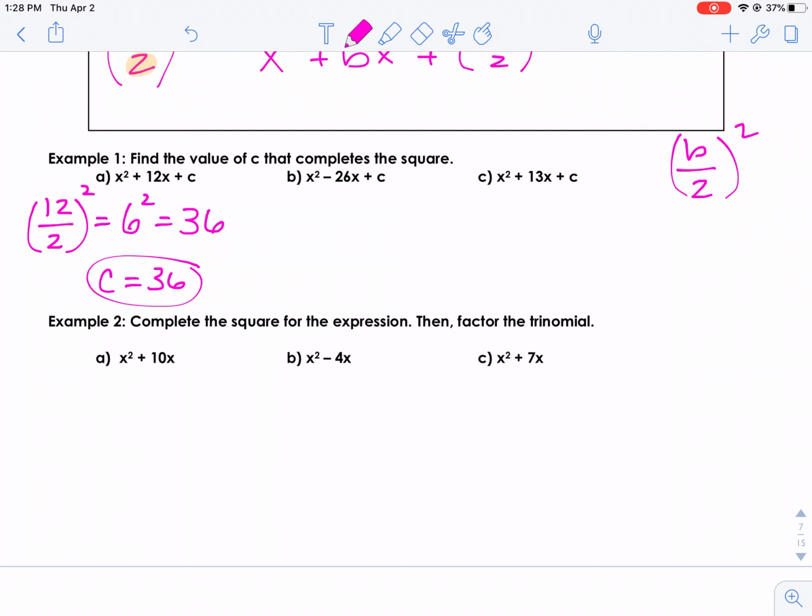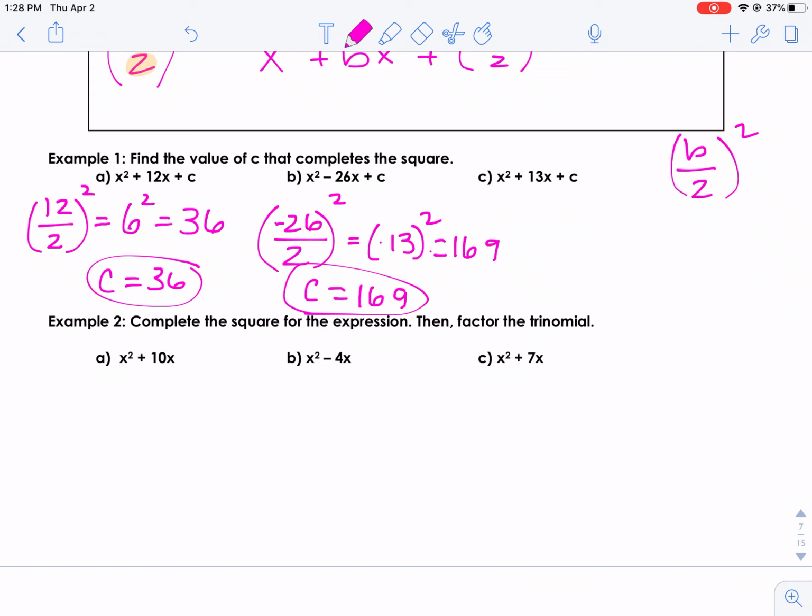For b, we have x squared minus 26x plus c. Again, we're taking that b value, negative 26, cutting it in half, and squaring that quantity. So that would be negative 13 squared, which would give us 169. So c would equal 169.